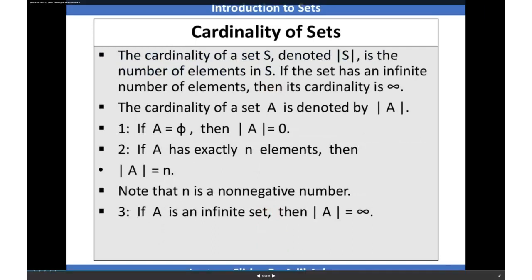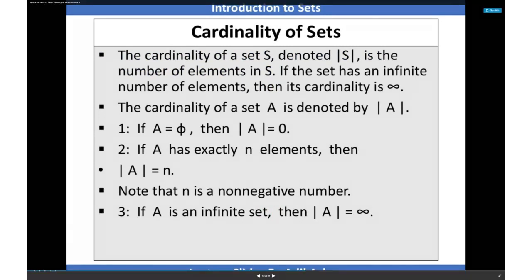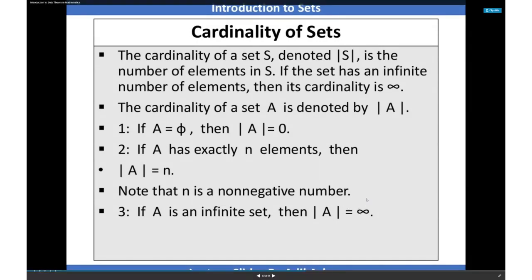So I've talked about cardinality of a set a number of times now, and I'm sure we know what it is. Basically, it is the number of items in a set. As I mentioned earlier, if we are talking about an infinite set, then its cardinality is uncountable, so it's infinity. I'm sure you remember this symbol in mathematics. So look at statement 3. If A is an infinite set, then its cardinality is supposed to be infinity.